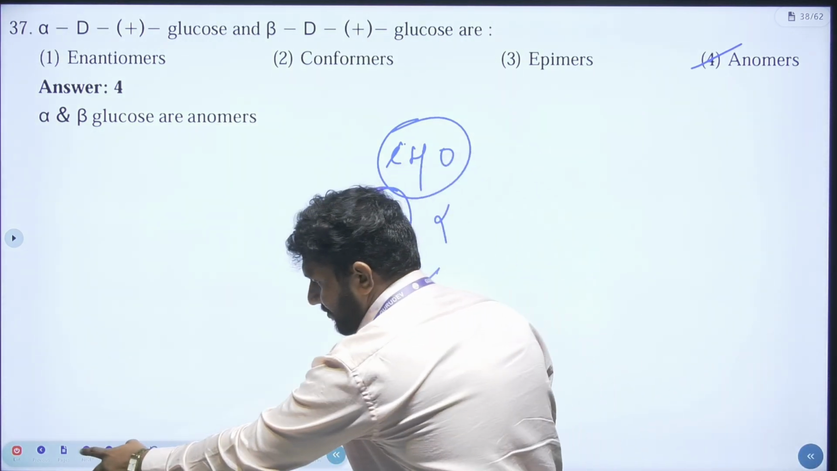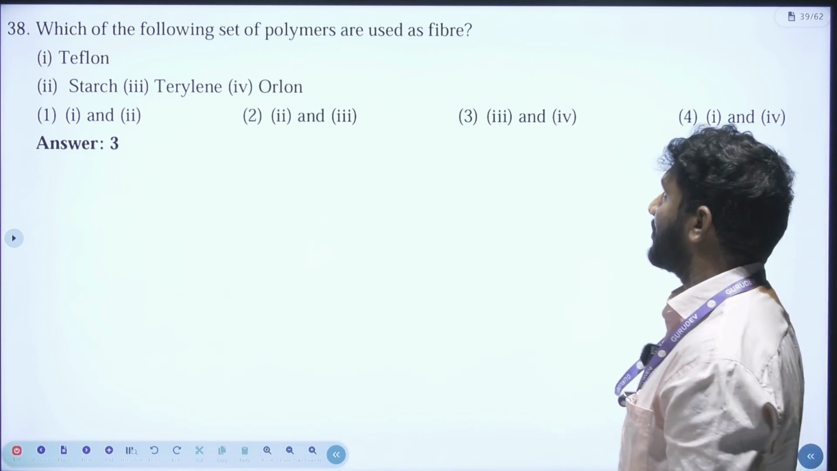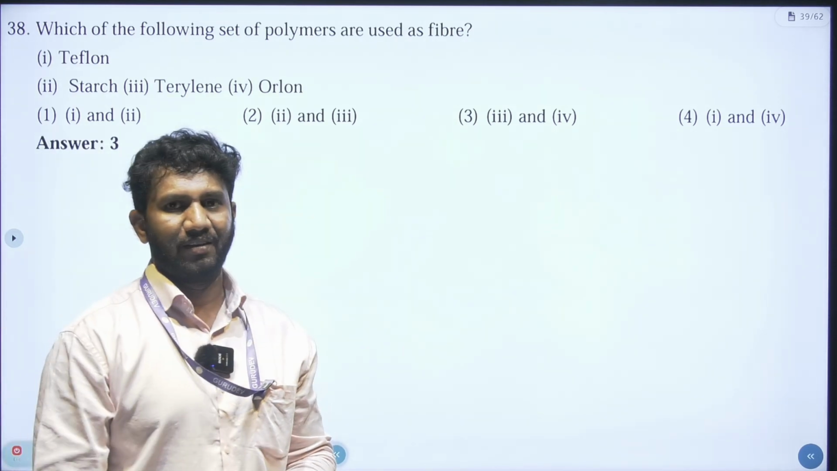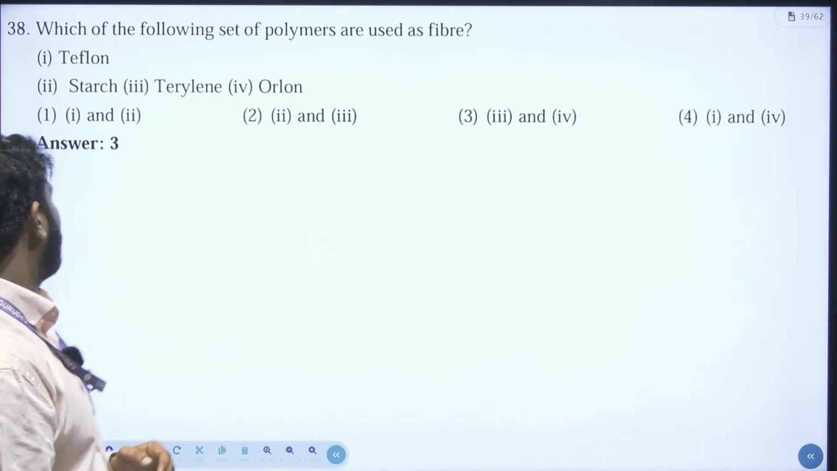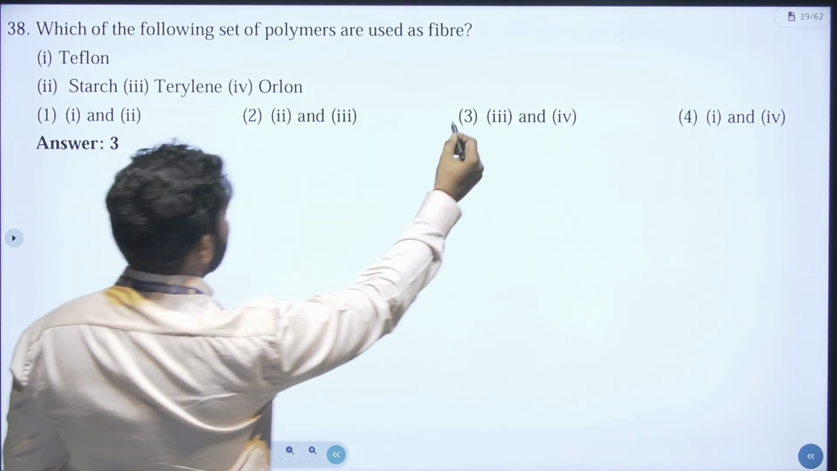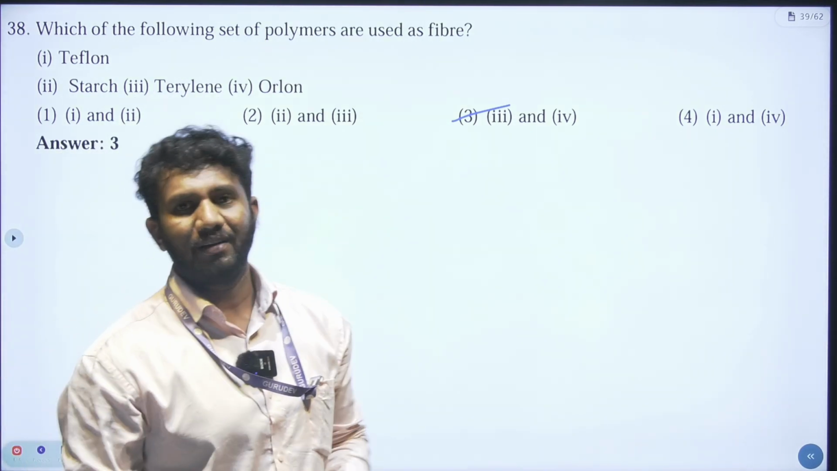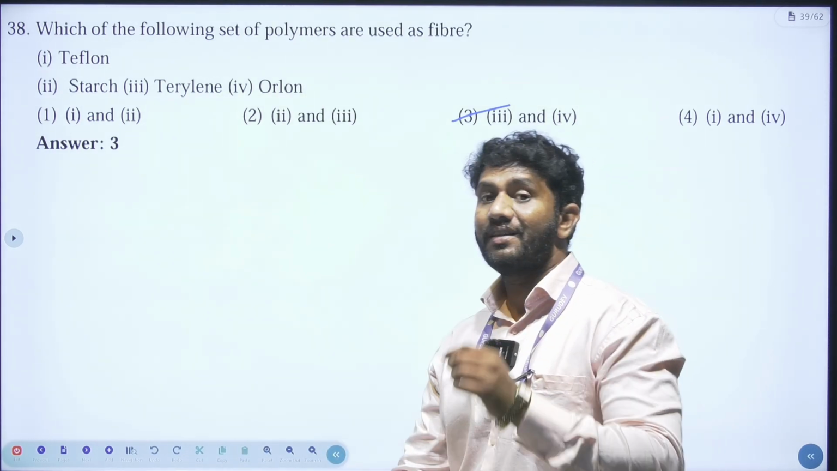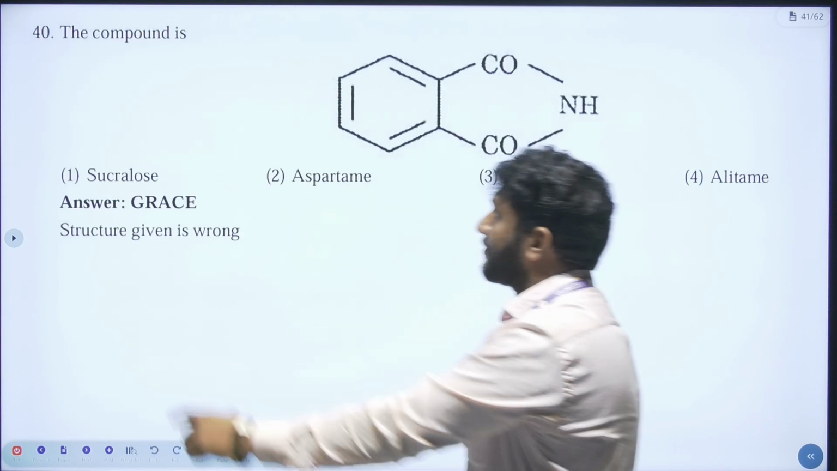Next question. Which of the following set of polymers are used as fiber? This is a deleted portion topic. The chapter name is polymers. The answer for this question is the third option. Third option means terylene and orlon, both are used as fibers. Here orlon is an artificial silk. Next, I will move on to the next question.